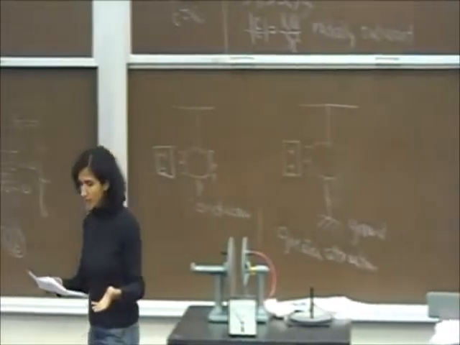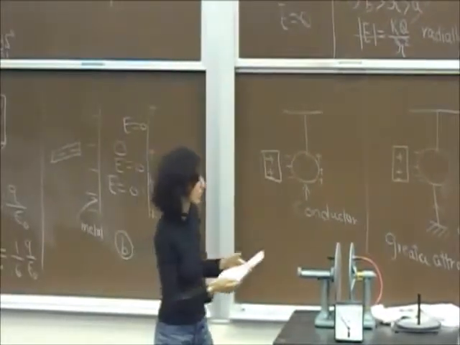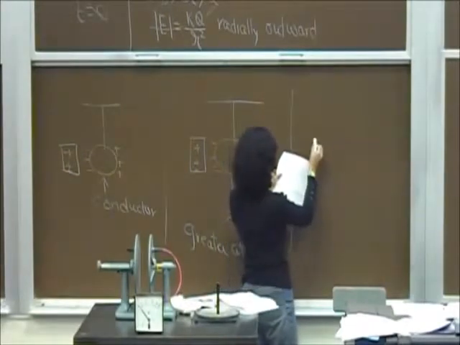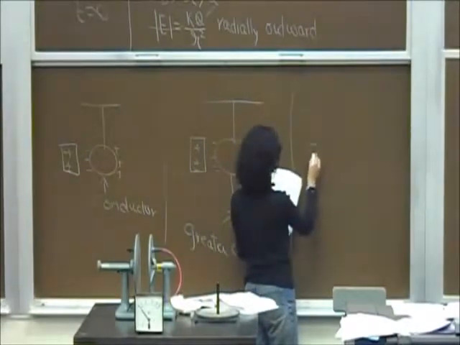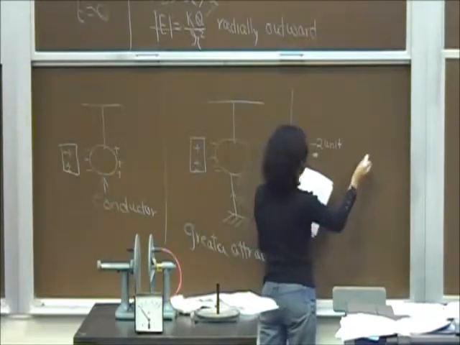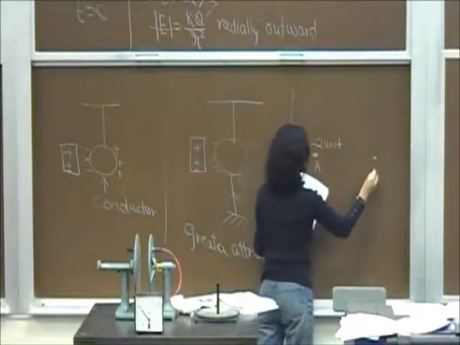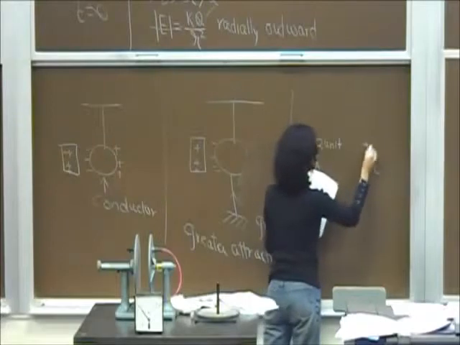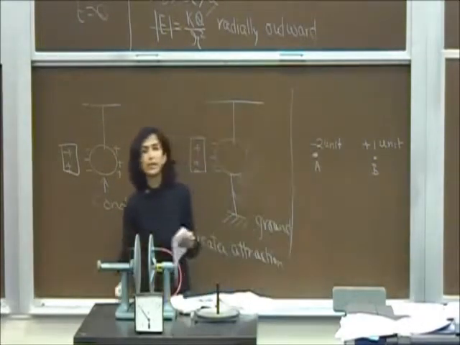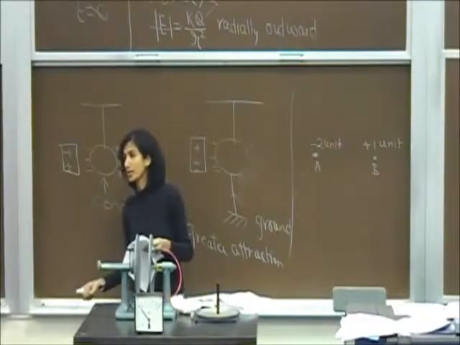Okay, the next question was saying to you that you had two charges. One of them was -2 units, and the other charge at some location which we call point B is +1 unit, and the question asked you to show the direction of force on these charges, and also the magnitude with the arrows.